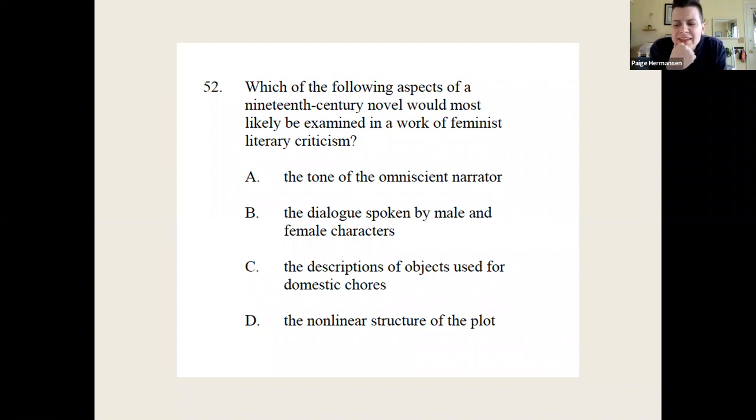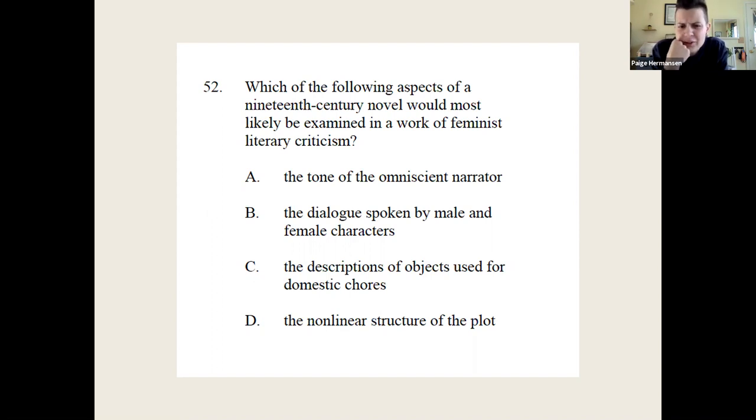Remember also what this is asking for. This is asking you for an aspect of a novel that would be examined in the work of feminist literary criticism, right? Even if you've never done feminist literary criticism, you know what feminism is, yeah? Feminism is the orientation toward the world that looks at establishing the equality of the sexes, and advocates for the elimination of oppressive structures that negatively affect women. So we know that, that's great. What does the nonlinear structure of plot have to do with feminism?